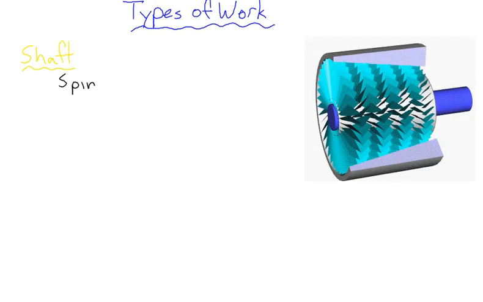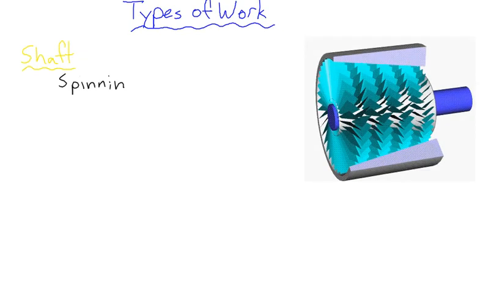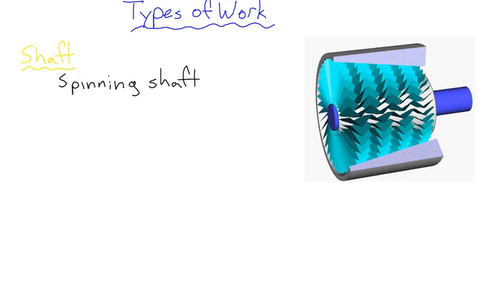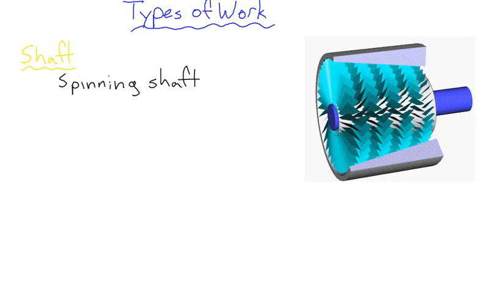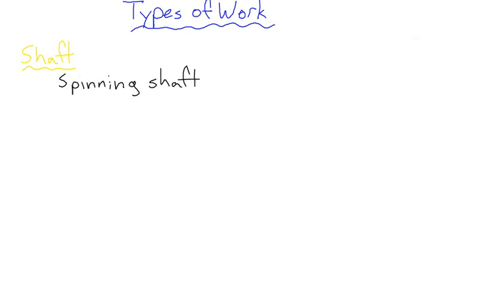There are three categories of work that we will focus on in this course. The first of those categories is called shaft work. Now, shaft work is any kind of work that involves a spinning shaft. So a turbine, a compressor, a fan, all of those are means by which a spinning shaft either adds energy to a fluid or takes energy out of that fluid.